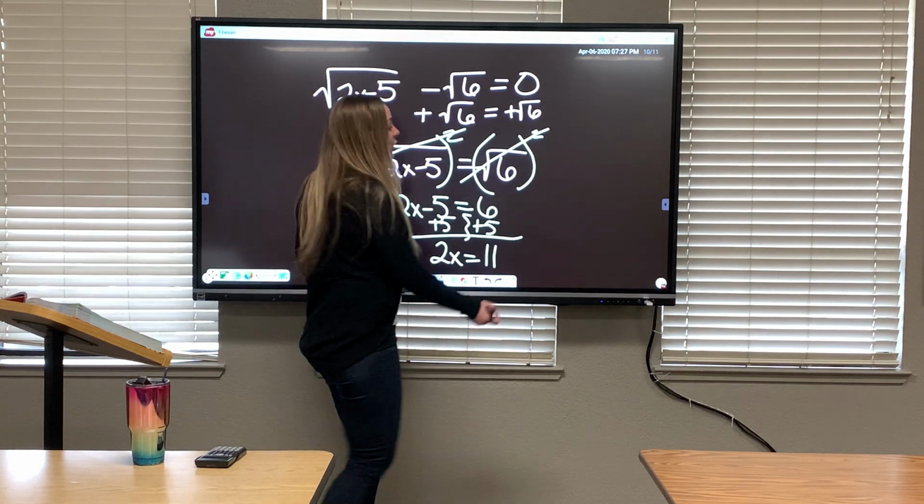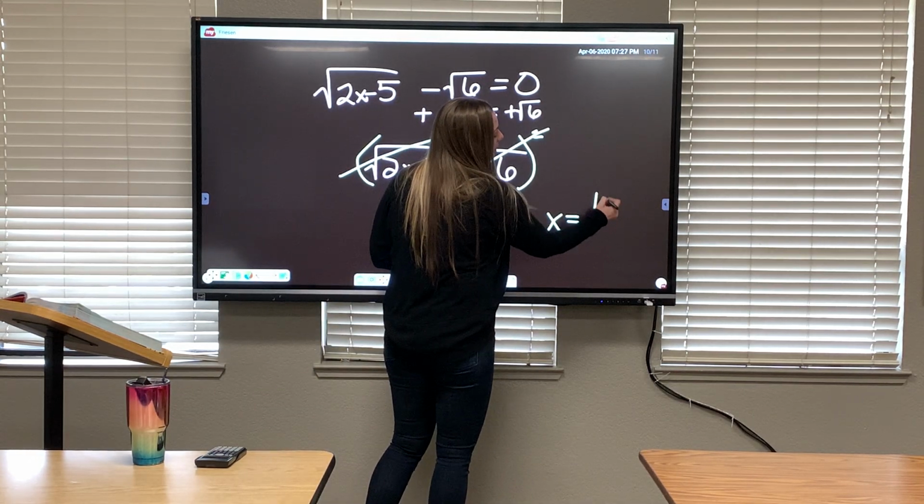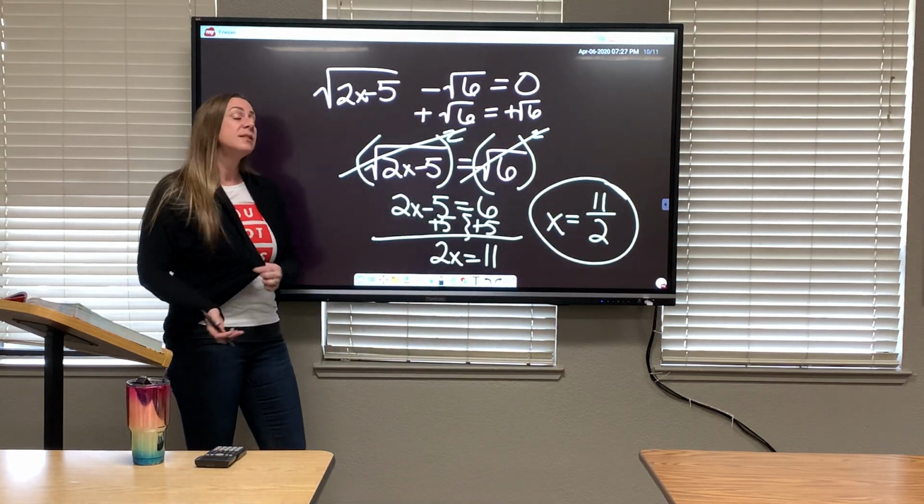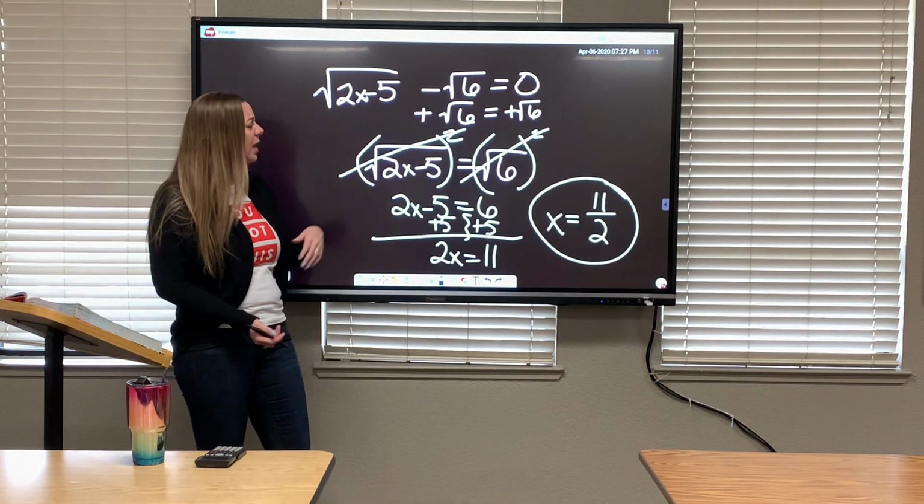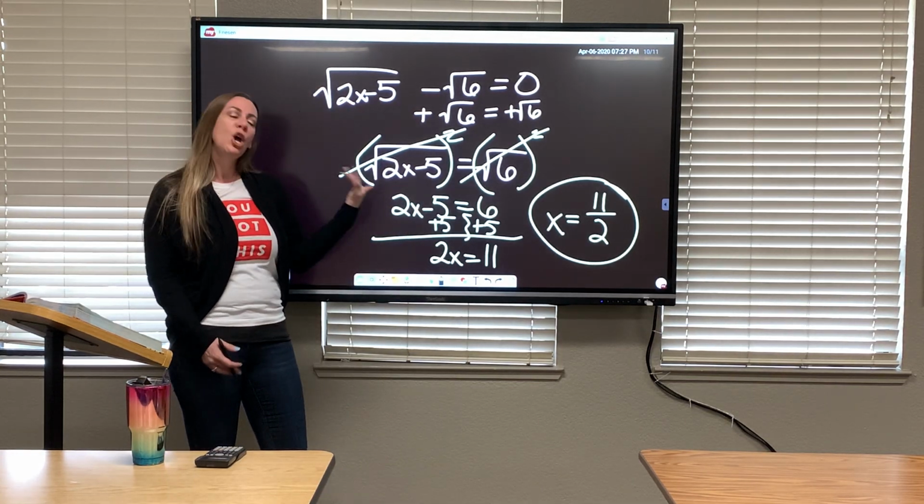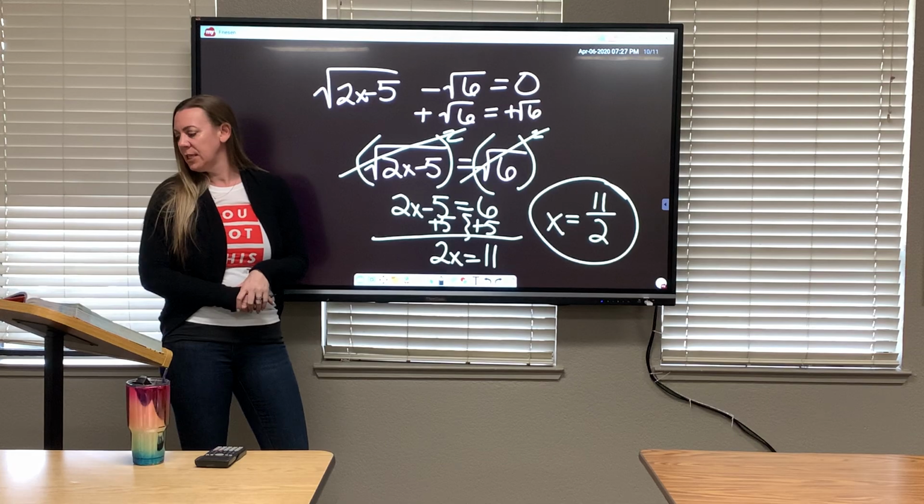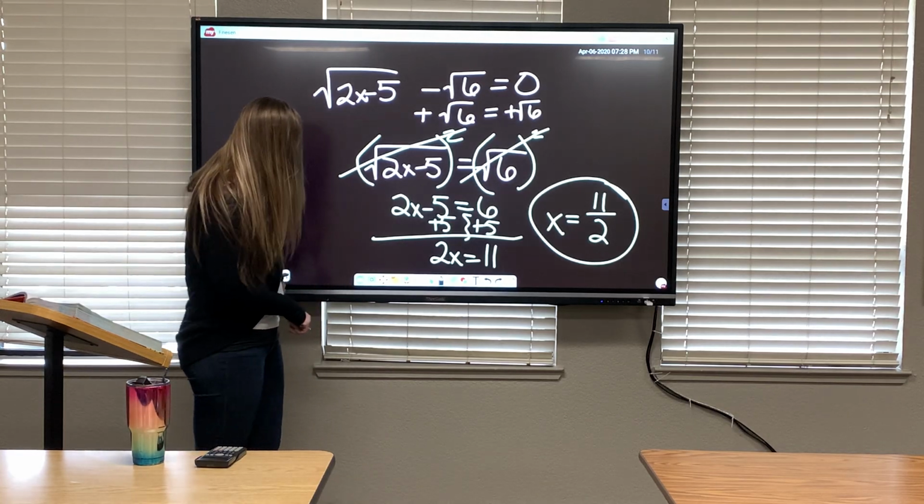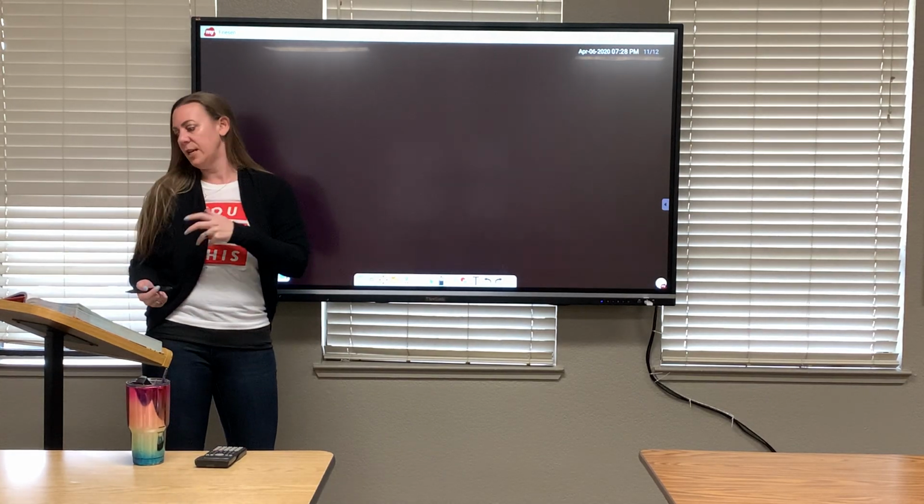When I divide by 2, I can leave it as an improper fraction. Just leave it as 11 over 2. There's nothing wrong with that as long as it's in simplified form. Okay, if you wanted to make that 5 1/2, you can, but 11 over 2 is perfect. Let's go ahead and try one more that gives us kind of a weird answer.